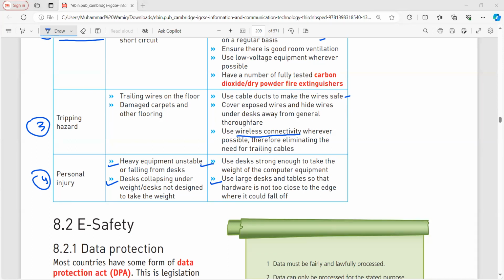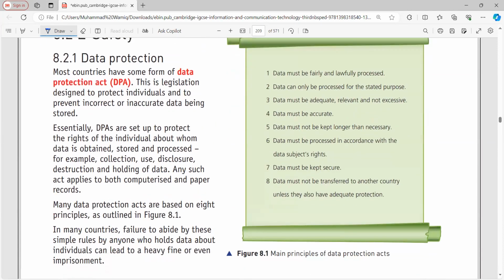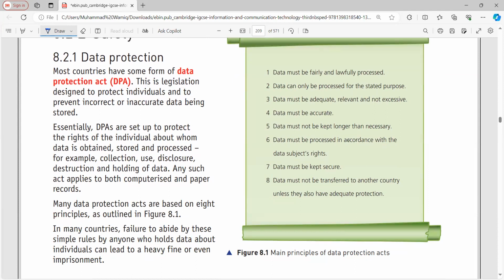Now, in 8.2, this mostly refers to e-safety and data protection laws. Some rules are that, first of all, your data must be fairly and lawfully processed. For example, if you send me some data, I should only be using it fairly and lawfully. I should not process that data unlawfully for any other activity. I should only process that data for the purpose for which it is intended.